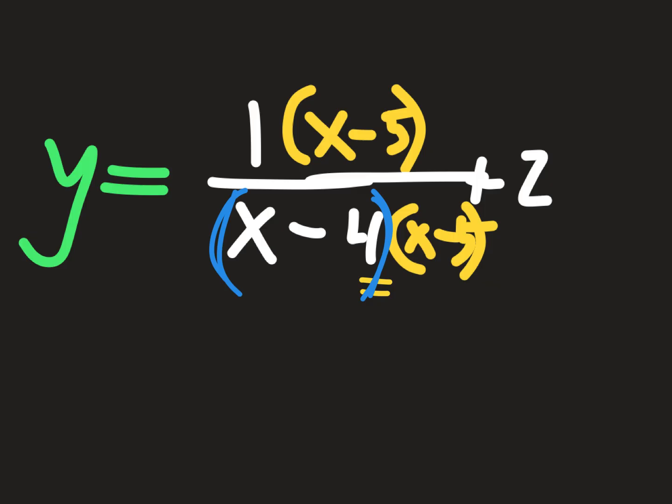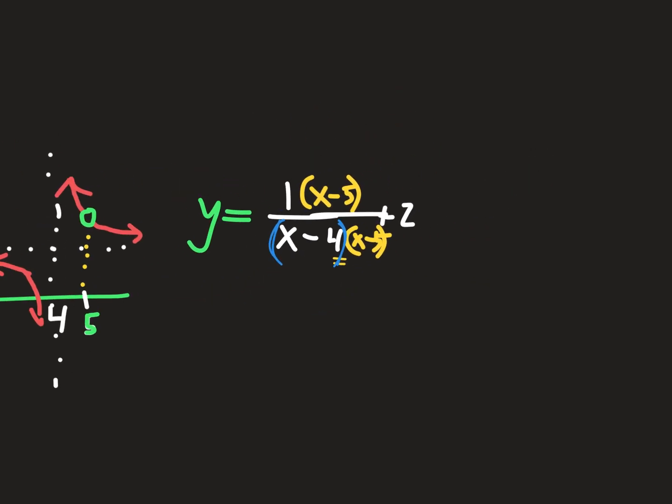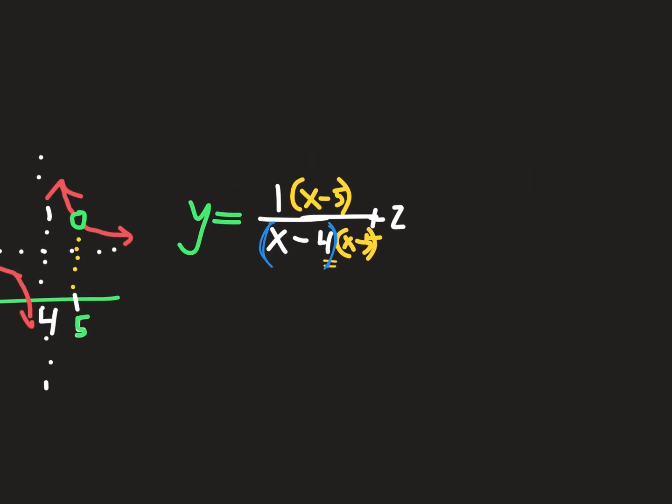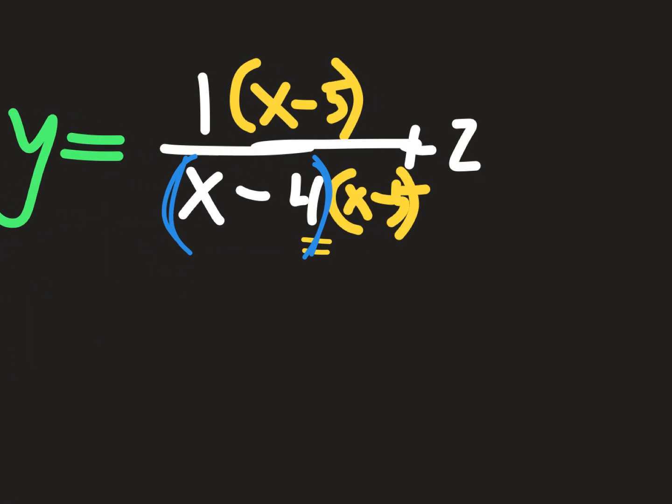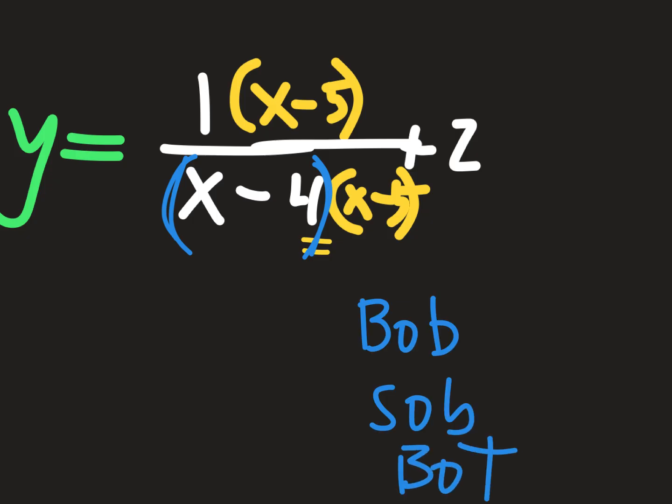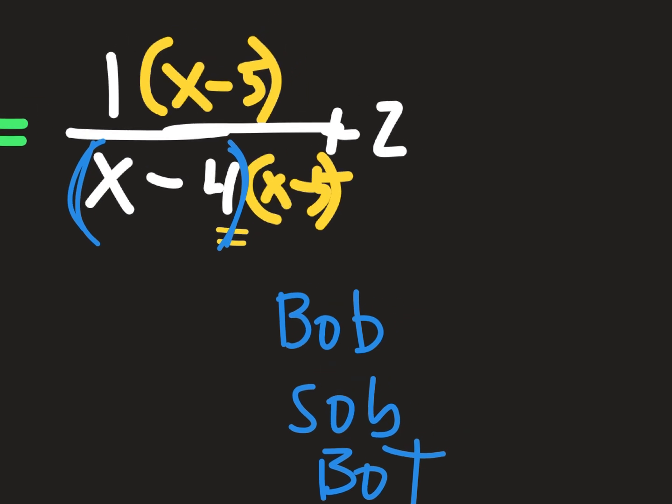All right, so I think you're ready, but we should do one more review of horizontal asymptotes. There's Bob, which means it's a bigger degree on the bottom, Sob, and Bot. Do you remember the shorthand, like what you do? These are all y equals things to get the horizontal asymptotes.